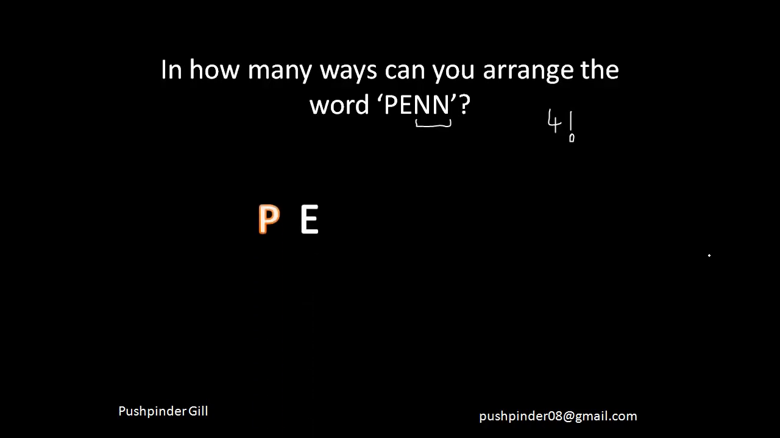So let's suppose this is one of the arrangements, P-E-N-N, and this is also one of the arrangements. Even if I flip these N's, the word remains the same, which means that I have counted all these redundancies into this 4 factorial. So I have to remove that. In order to remove that, I have to remove all the possibilities in which this N has been mistaken for this N and this N has been mistaken for this N.